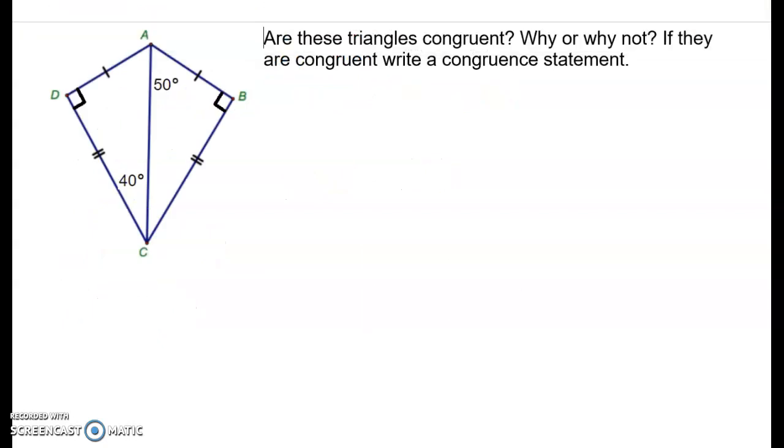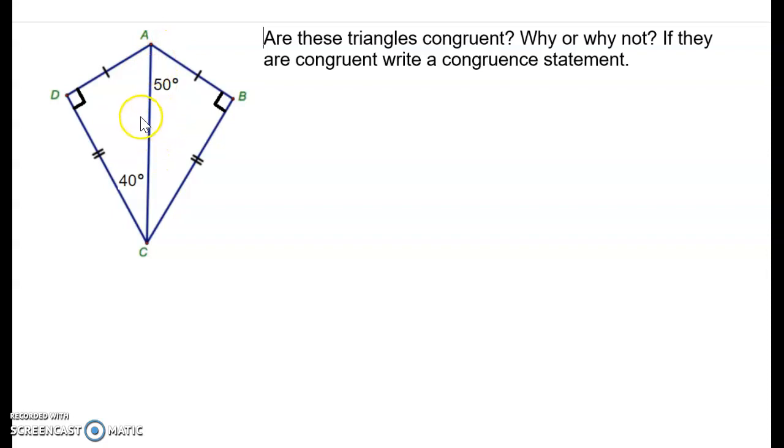Okay, our last part. If I'm trying to figure out if these two triangles are congruent, I need to come up with a reason if they are or if they're not. So I'm looking over here. I see it looks like AD and AB are congruent. DC and BC are congruent. So there's two congruent lines here. But then I've got this AC. Now AC is shared by both of them.